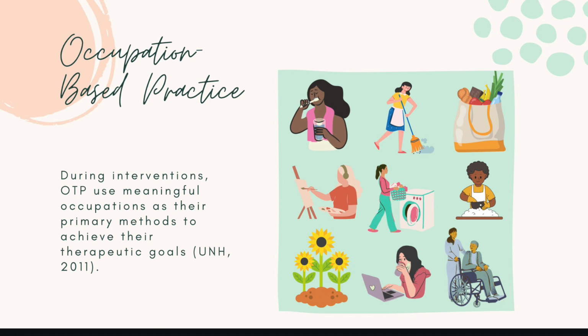So looking at the pictures on the slide, you can have your treatment session consist of doing laundry, washing dishes, painting, and more. The goal is to get the client back to doing what they need to do, want to do, and are expected to do. This is best done through actually doing the activities and incorporating their meaningful occupations.